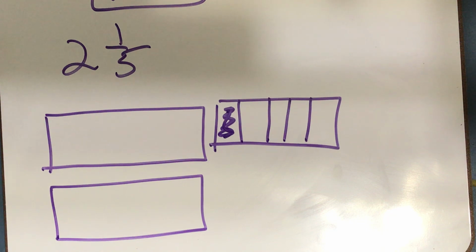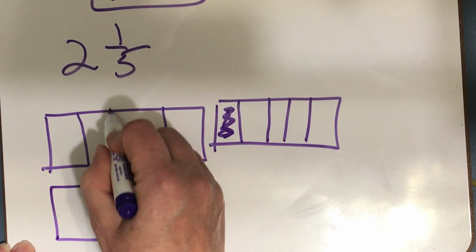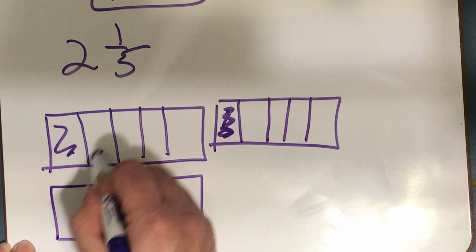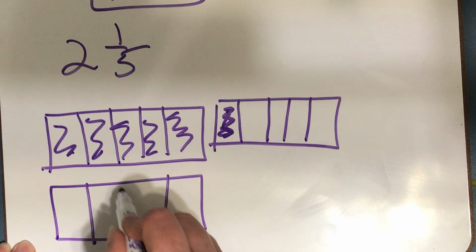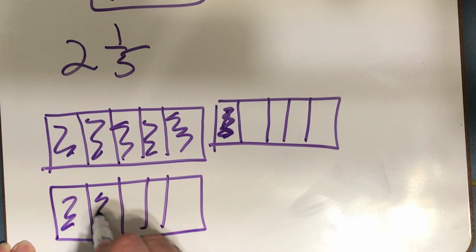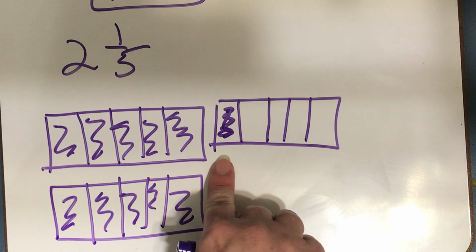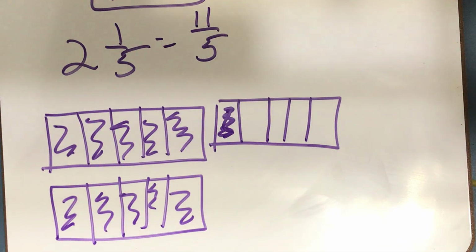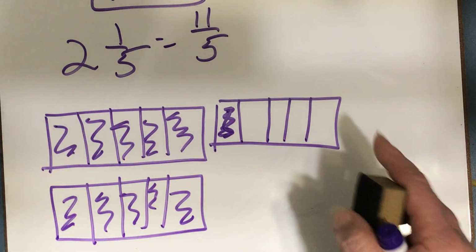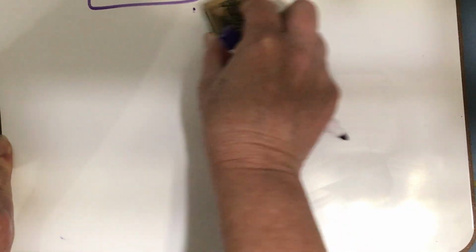But I know that each of these wholes I could divide into fifths, and if it's a whole, I would need to shade in all 5/5. So I have 5/5 plus 5/5 plus 1/5, which would equal 11/5. So that's the picture you need to draw on number 1.